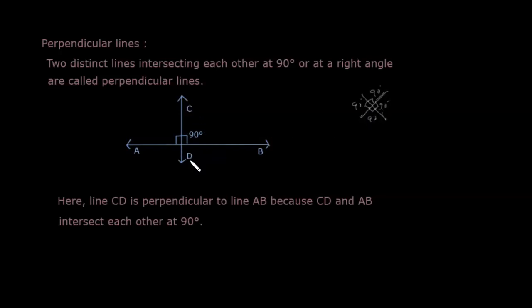Like here, line CD is intersecting line AB at 90 degrees. Then line CD is perpendicular to line AB. And this is the special symbol for writing perpendicular, this symbol. Here, line CD is perpendicular to line AB, and also we can say that line AB is perpendicular to line CD, because CD and AB intersect each other at 90 degrees.